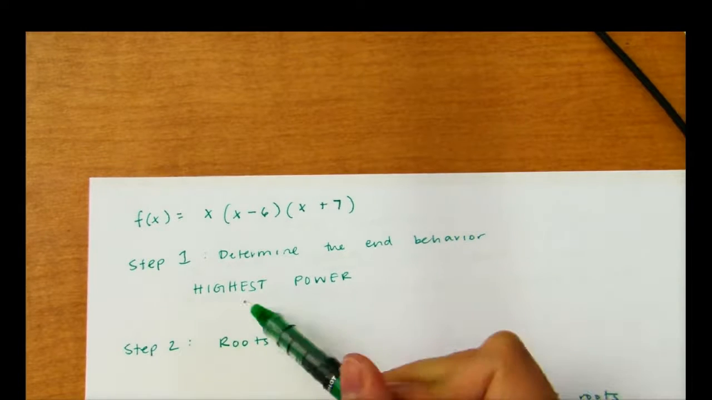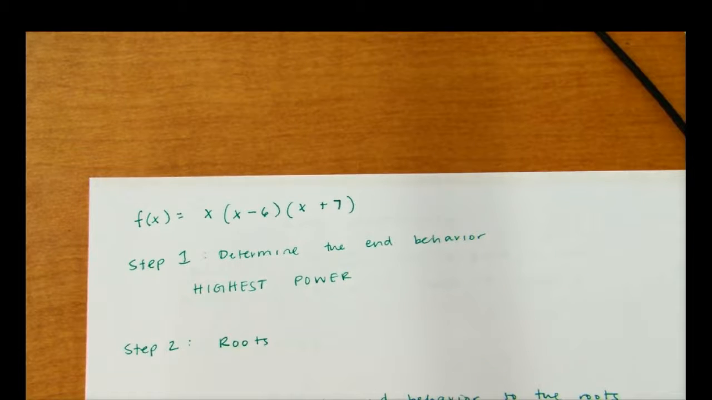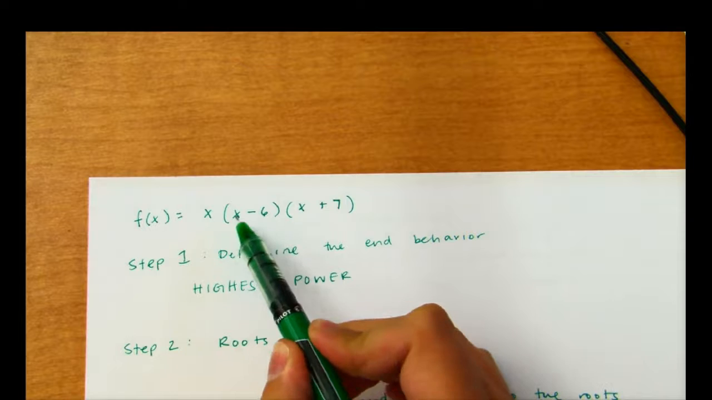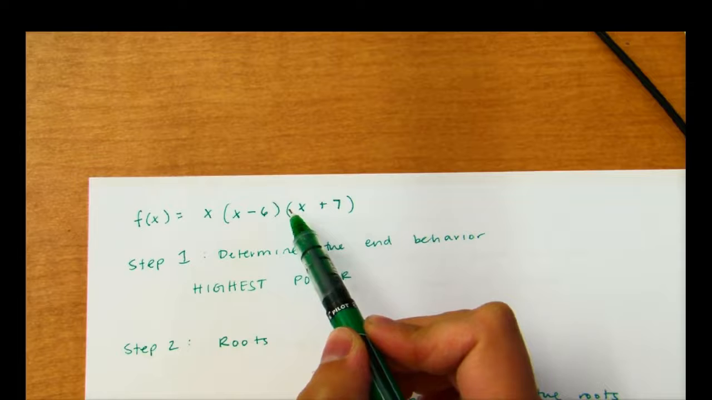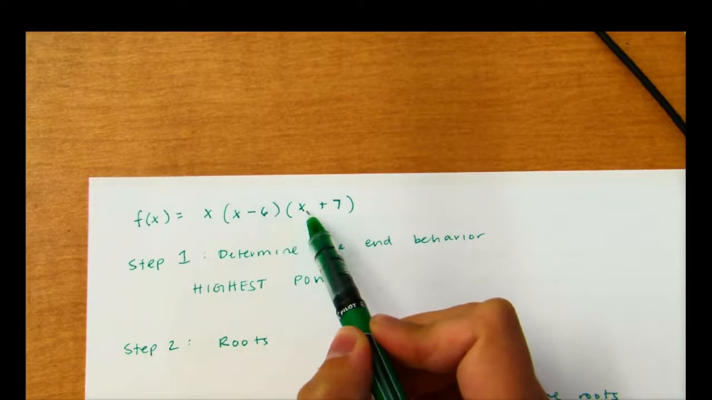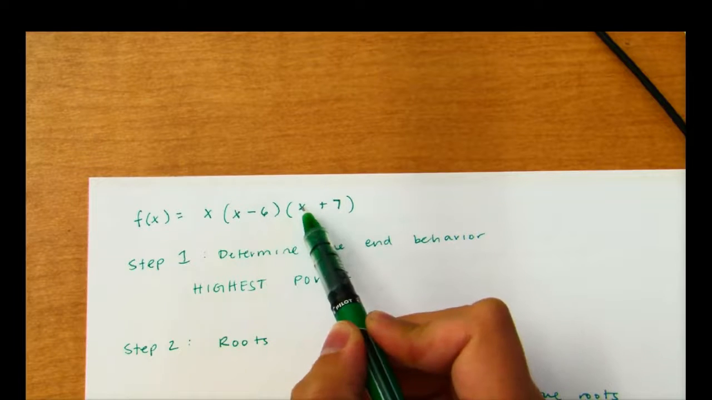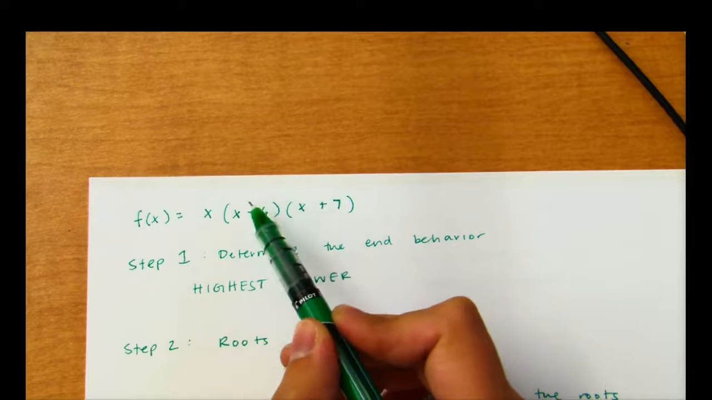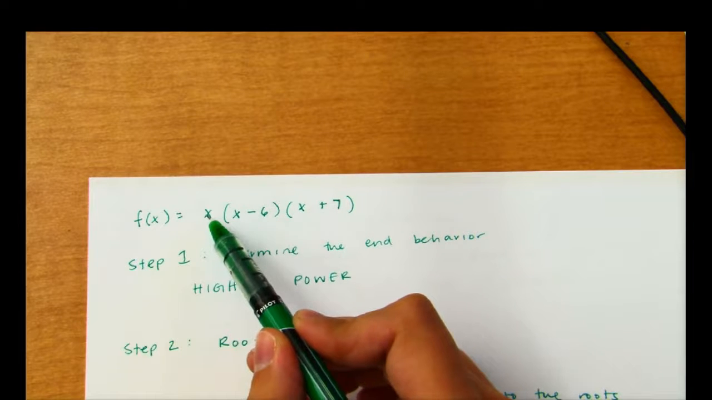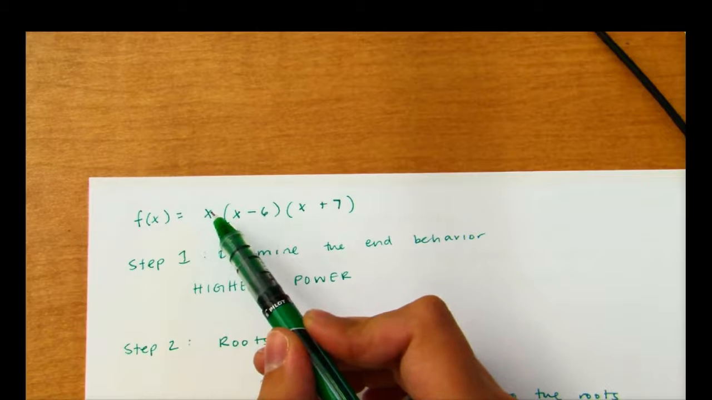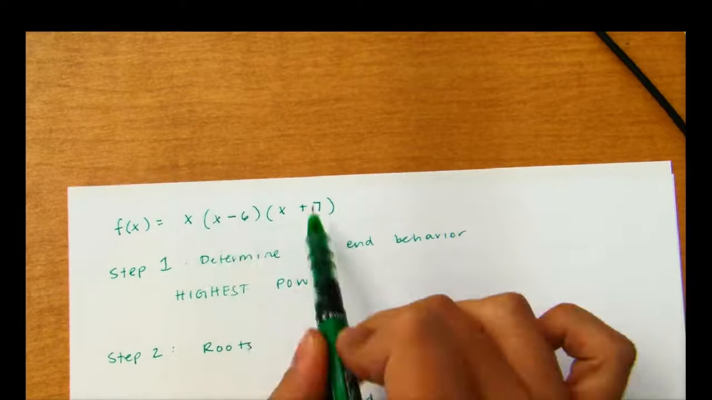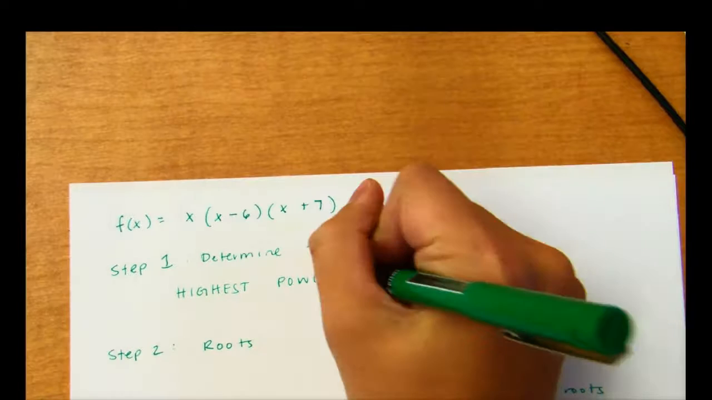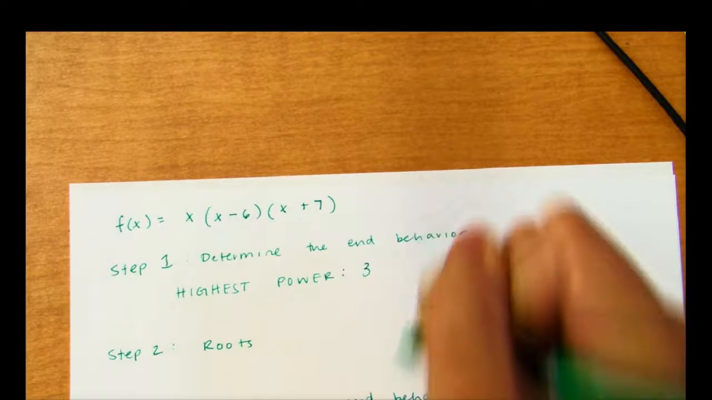In order to do this, I have to consider what the highest power of this function is going to be. One easy way to do this is to imagine, okay, if I multiplied all of these things together, what will my highest power end up being? If I multiply x minus 6 times x plus 7, my highest power is going to be this x times x, so x squared. And then if I multiply that x squared by my x, that's going to give me an x to the third. And that is going to be the largest power that I can get by multiplying these three things together. So in this case, my highest power is going to be 3.